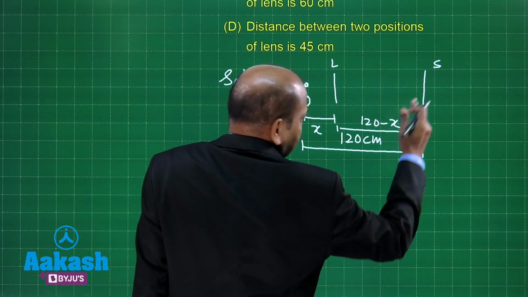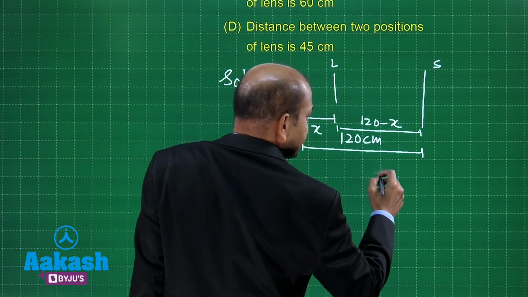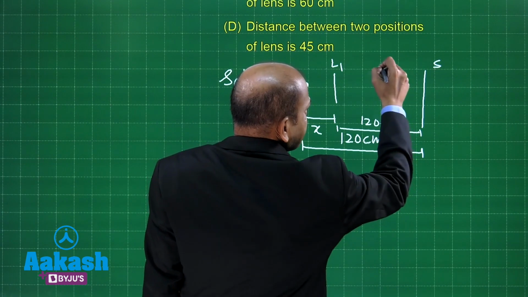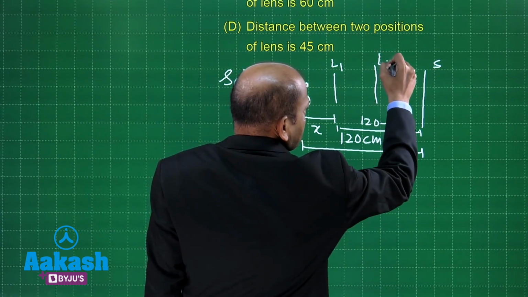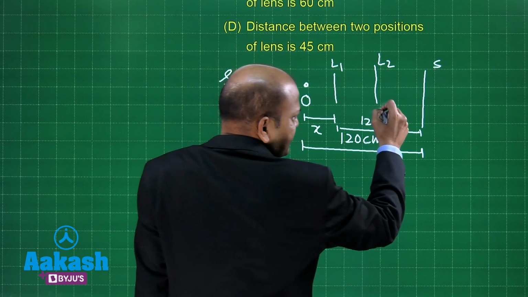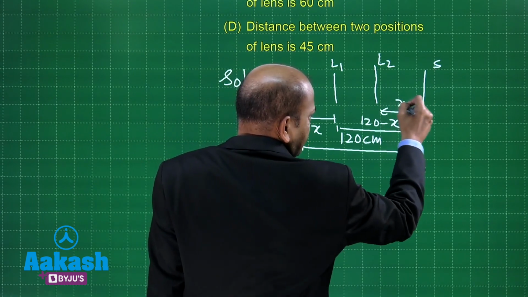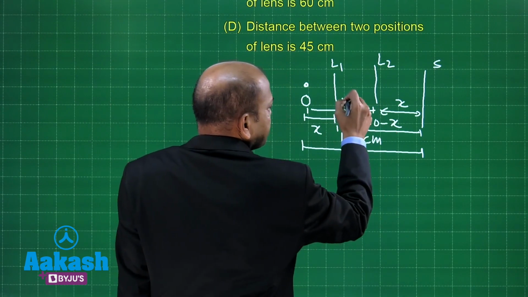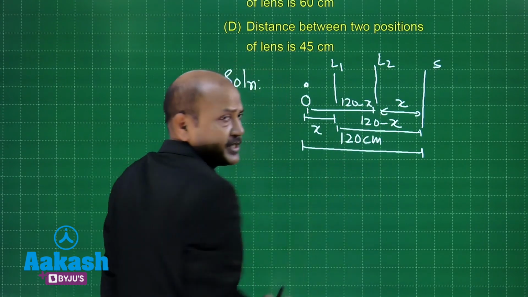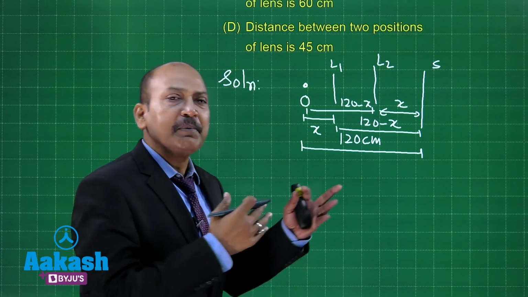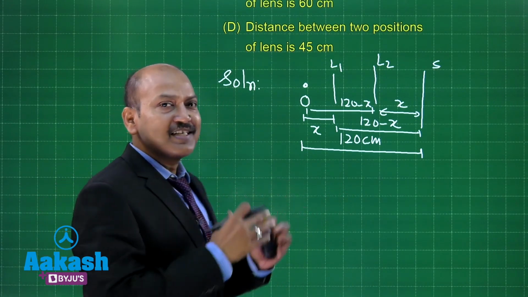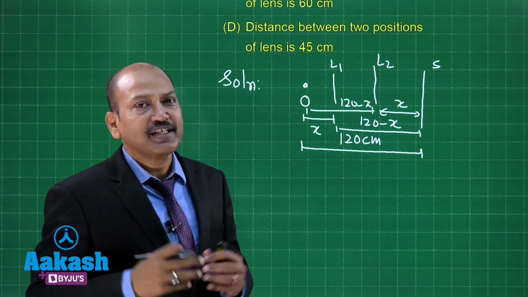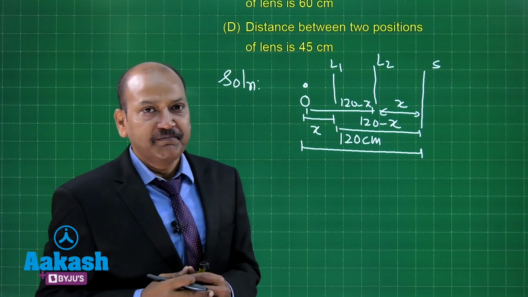In the second case, the lens will shift towards the right. Let us say the position of the lens in the first case is L1, and in the second case it is here, so this is L2. In that case this distance becomes x and this distance becomes 120 minus x, isn't it? And now we can apply the conditions. The condition given is that the ratio of the size of the images in the two cases is 9:1.